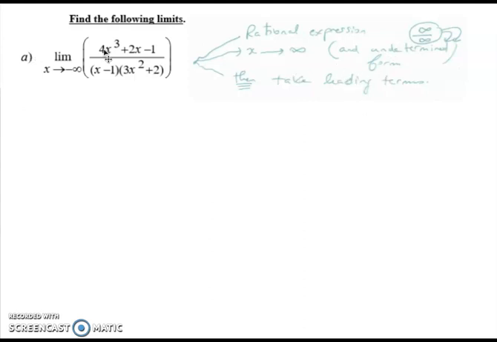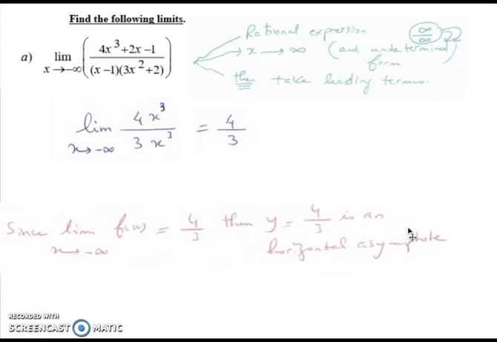The leading term in the numerator is 4x cubed, as we said, and in the denominator is 3x cubed. Then, by simplification, simplifying x cubed and x cubed, we have 4 over 3. So the limit of this function as x tends to negative infinity is 4 over 3. What can we deduce? Since the limit of this function as x tends to minus infinity is a constant, 4 over 3, then y equal 4 over 3 is a horizontal asymptote.